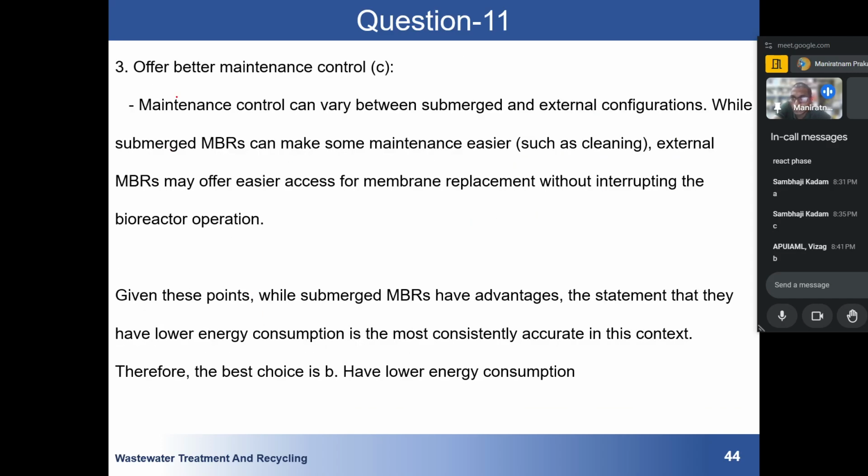Coming to the other option, offers better maintenance. No, it does not offer better maintenance. Maintenance control can vary between submerged and external. Because the membrane is already submerged, you have to maintain it on a regular basis, so it does not offer better maintenance control. Given these options, while submerged MBR have advantages, the statement about lower energy consumption is the most consistent in this context. The best option is lower energy consumption.